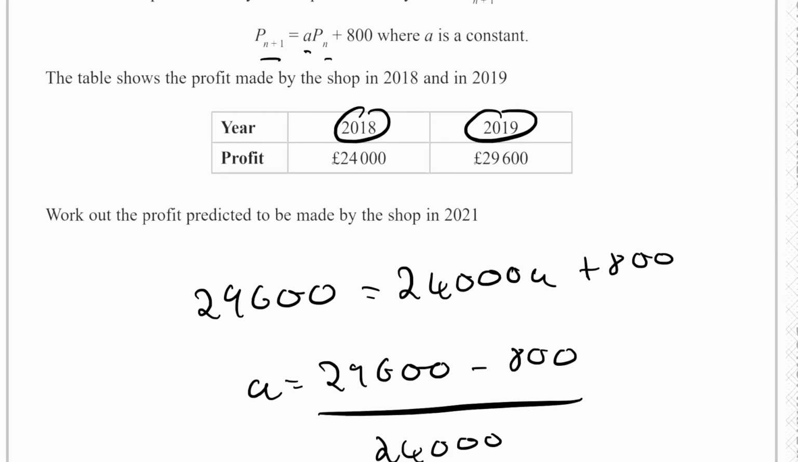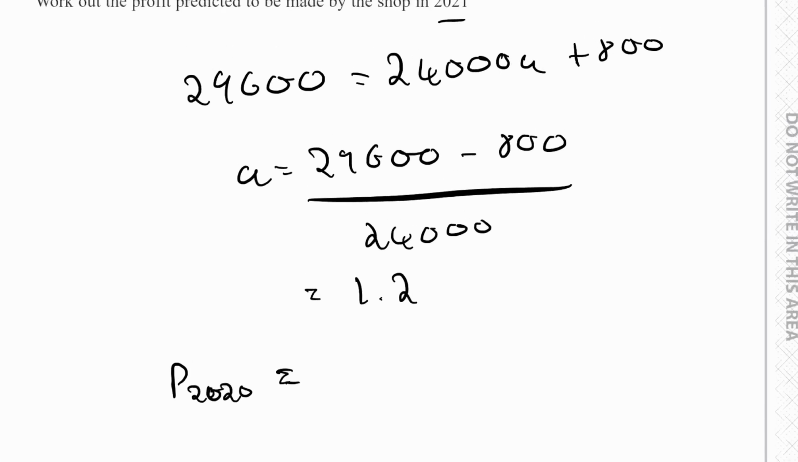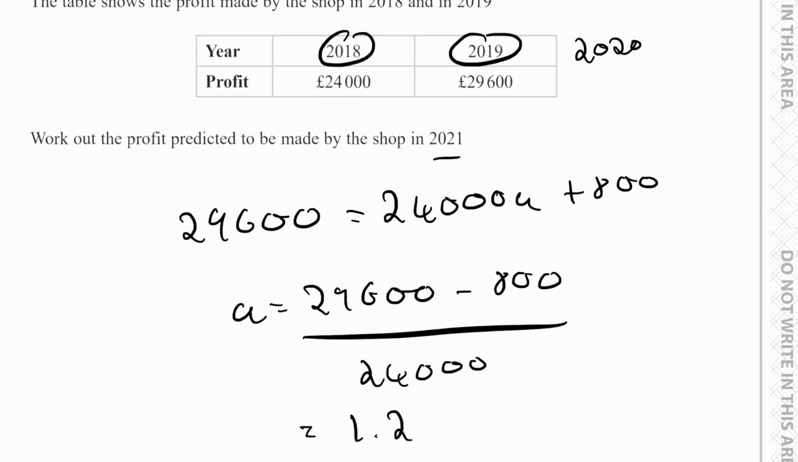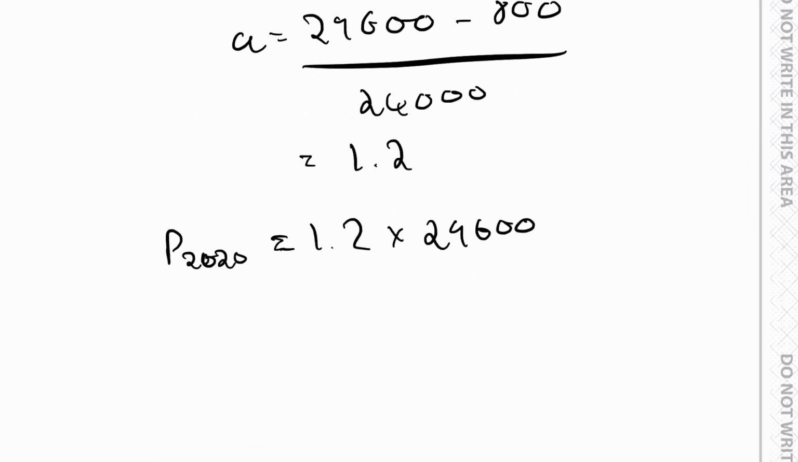And then the question wants us to work out the profit in 2021. So to do that, we need to work out the profit in 2020 first, and we can use our formula to do that. So the profit in 2020, P 2020, is equal to the profit made in 2019 multiplied by a. So the 2019 profit was 29,600, a was 1.2. So 1.2 times 29,600, and then you want to add on the 800 as well.